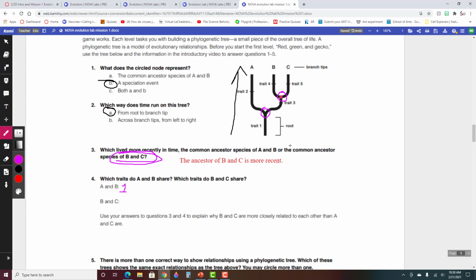And then B and C would share trait 1 as well, since everyone has trait 1. Trait 2 only goes to A. Trait 3 goes to B and C, so they would have 3 in common. And then trait 4 is unique to B, and trait 5 is unique to C, so they share 1 and 3.